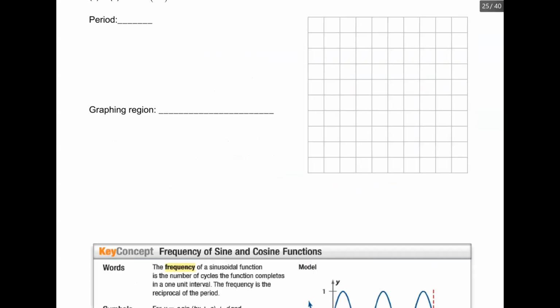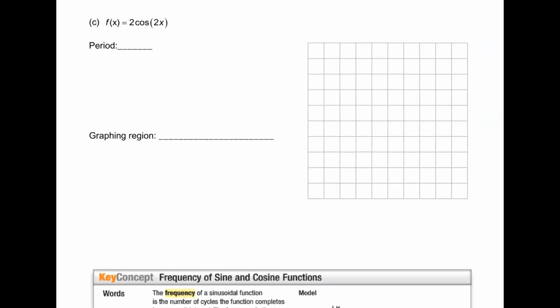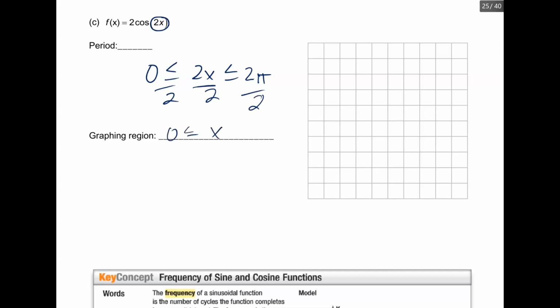Okay, so we left off on this previous problem, and remember to find the graphing region, we literally set whatever's inside my parentheses between 0 and 2 pi, and then we just solve for x here, solve for this middle, and that's how we would find the graphing region is between 0 and pi. And no surprise, this 2 is our b, so this is just a review of what we did last time.